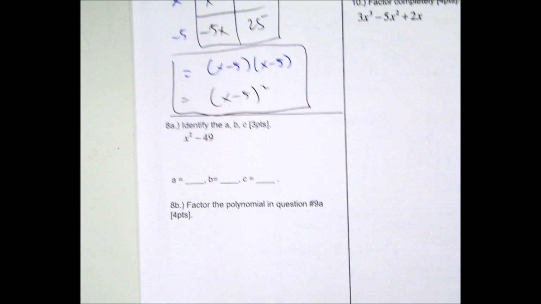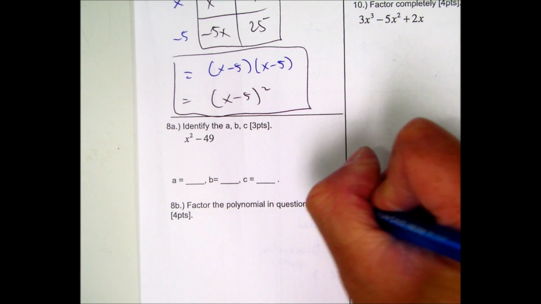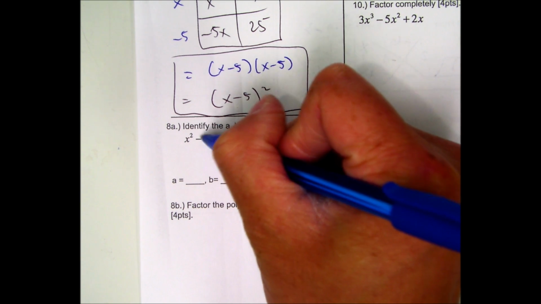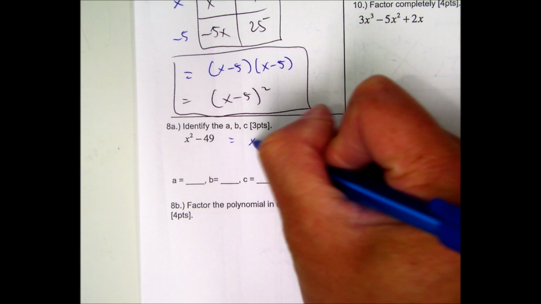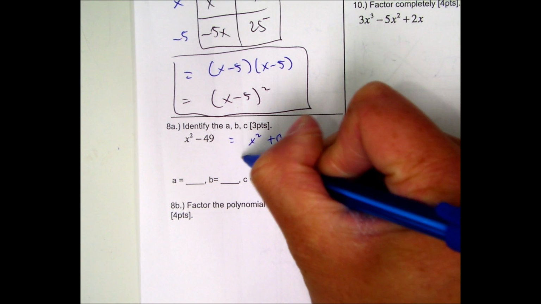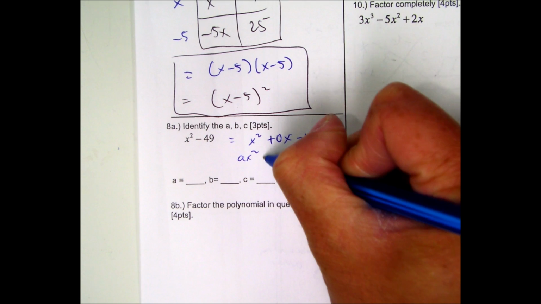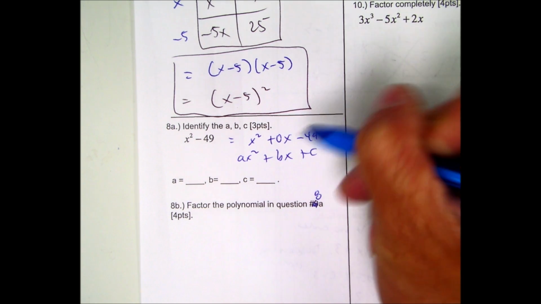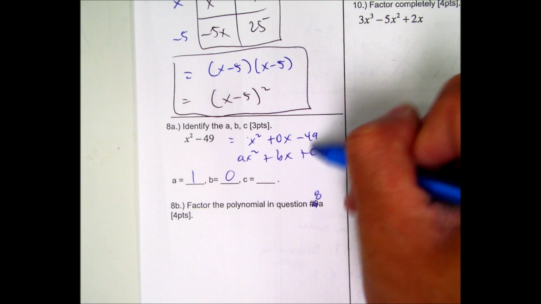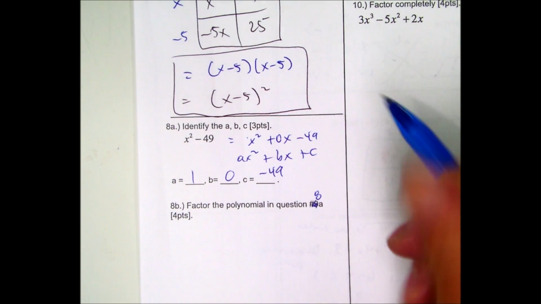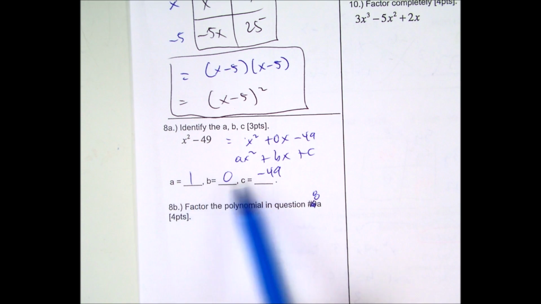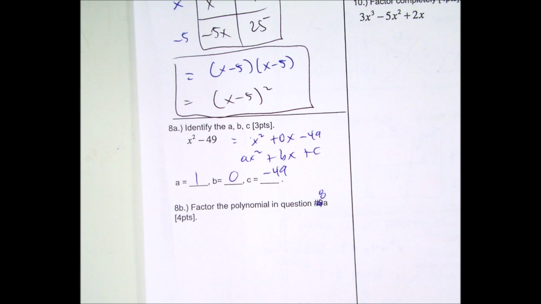Question number 8, I told you guys, cross off this number. That's 8. So it just wants to identify a, b, and c. Well, there is no middle term there. If you had one, it would have been x squared plus 0x minus 49. Remember, it's in standard form. So your a value is 1, b value is 0, c is negative 49. Students, I don't know why, but remember, these are only numbers. You can't have an x there. It's automatically wrong if you put a variable there.